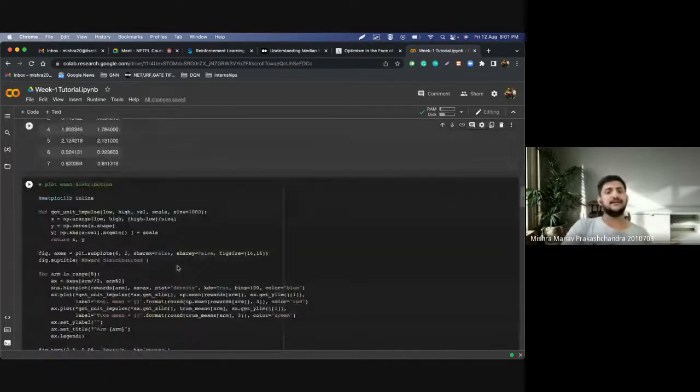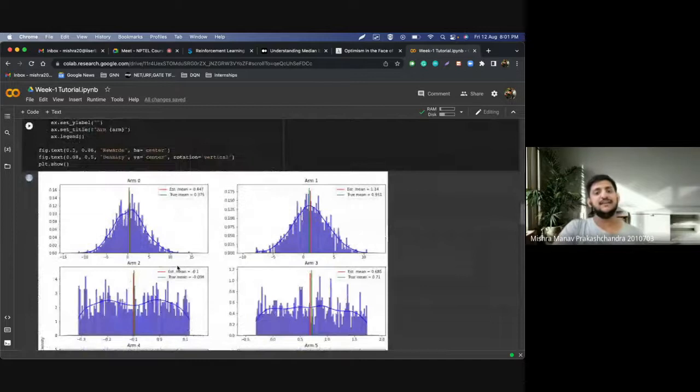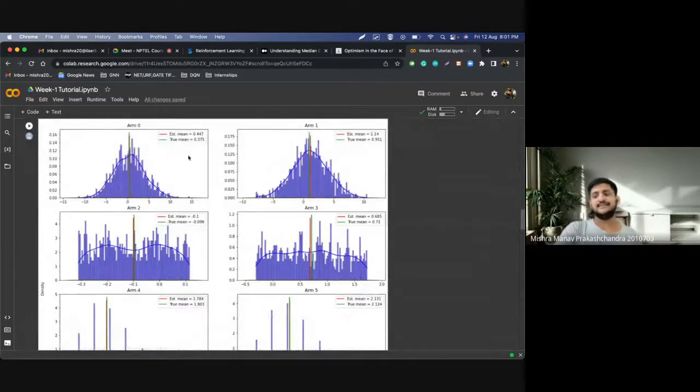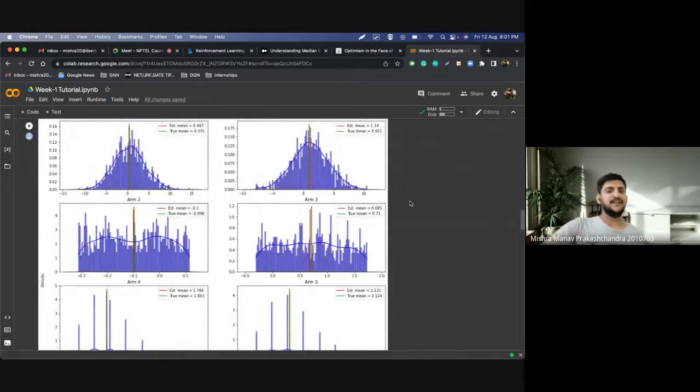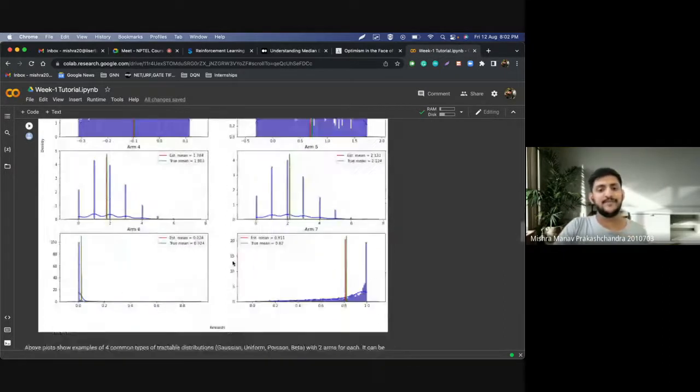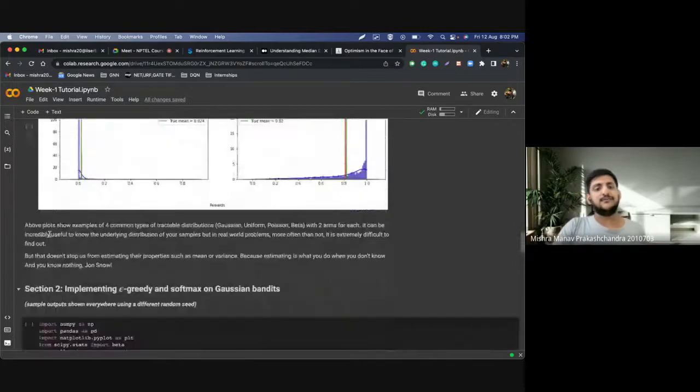This is a plotting function. If I plot these values, I can see that the samples I've drawn are emulating the distribution of the Q star values that I had selected randomly. You see how close the true mean and the estimated mean are for each arm. The above four plots show the common types of distributions that we have used: Gaussian, uniform, Poisson, and beta, with two arms for each.